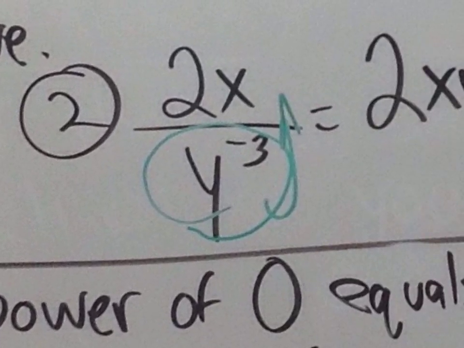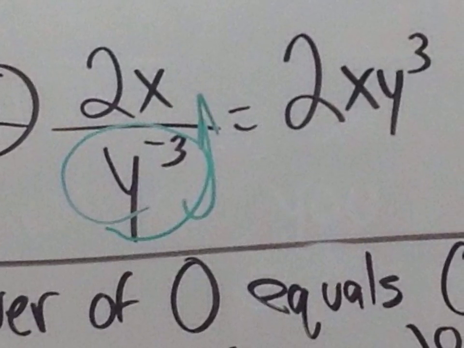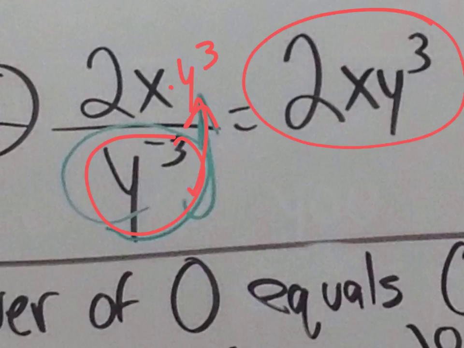On this one, the y to the negative 3 is on the bottom. So the 2x, you're not even going to move it. You're going to leave it there. But the y to the negative 3, you move it up, and it becomes y to the positive 3. And there's simply multiplication between the 2x and the y to the third. So that's why your answer is 2xy to the third. Now you could, if you wanted to, write this answer 2xy to the third over 1, but that's kind of pointless, right? If you don't have anything left over on the bottom, you don't need to put that over 1. You could just leave it like that.